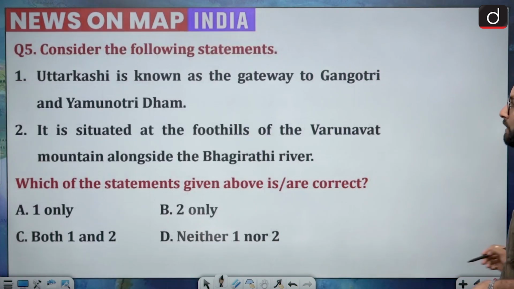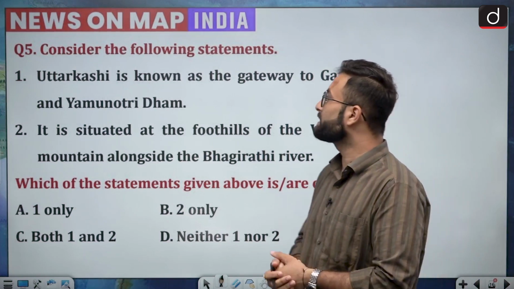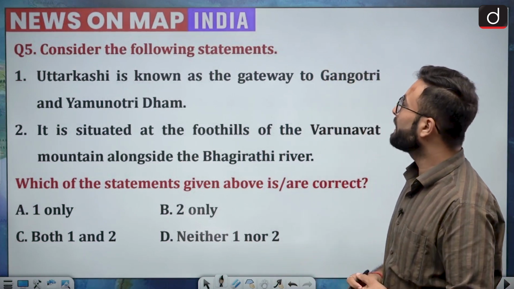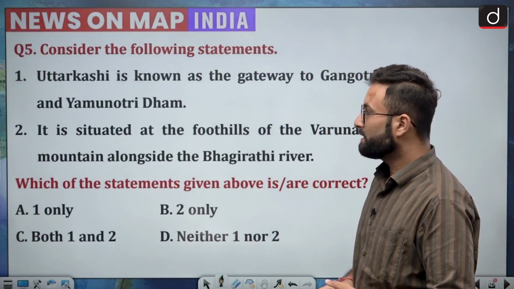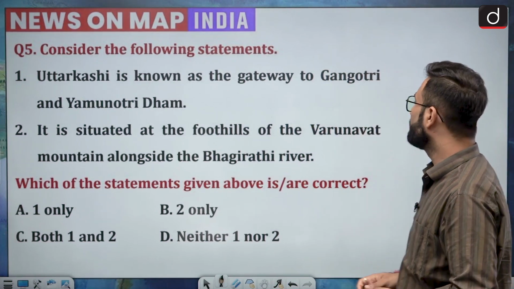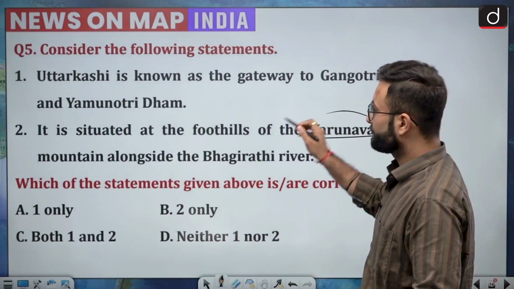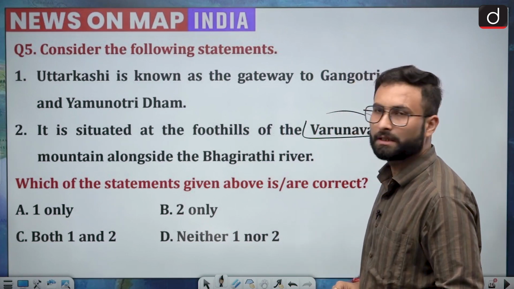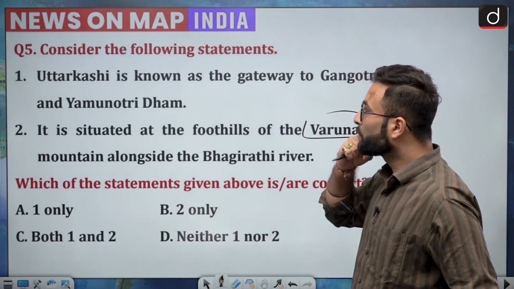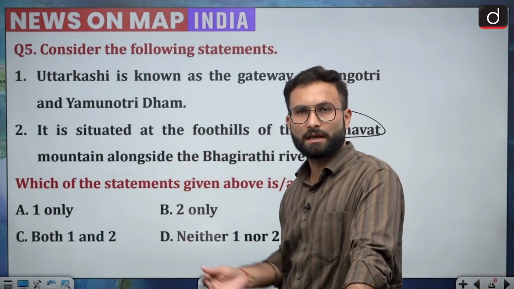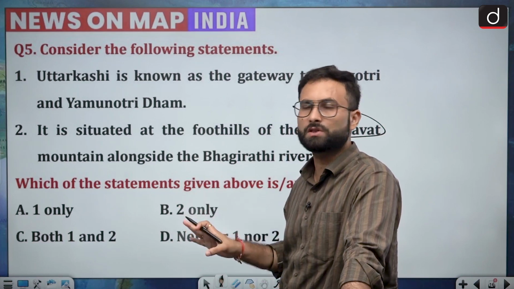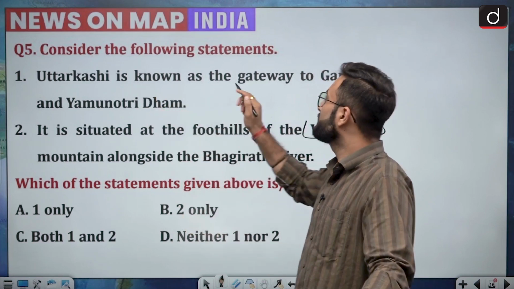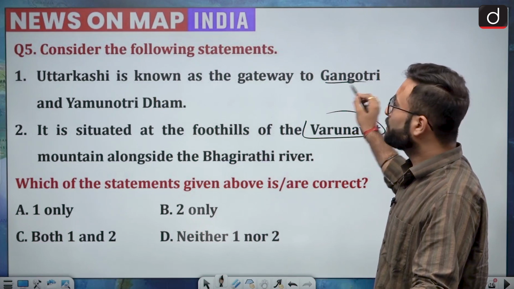Now moving further to question number 5. Consider the following statements. Uttarkashi is known as the gateway to Gangotri and Yamunotri Dham. Second, it is situated at the foothills of the Varunavat mountain alongside the Bhagirathi river. So they are talking about two things. Recently there was a landslide in areas of Uttarkashi, and that is why it was in the news. Here, Uttarkashi is known as the gateway to Gangotri and Yamunotri.